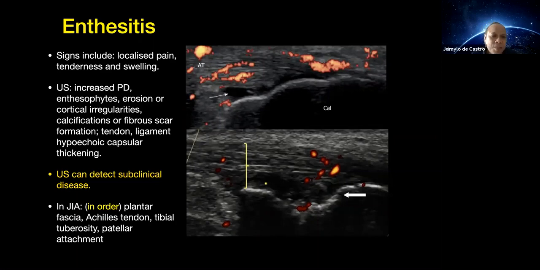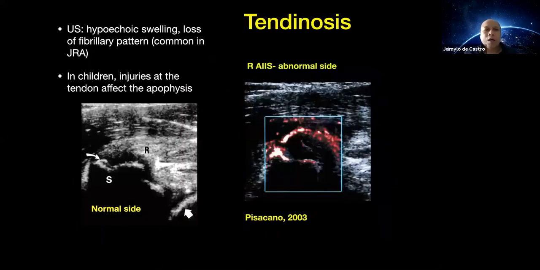which we eventually found out to be an early part of Sever's disease. So in JIA, or juvenile inflammatory arthritis, you can also check for this enthesitis in order of onset, from the plantar fascia. Then it may affect the Achilles tendon, the tibial tuberosity, and the patellar attachment. So all of these areas could be assessed in order to see what changes are happening in those areas. Now, about tendinosis, ultrasound will show a hypoechoic swelling and loss of fibrillary pattern, which is common in juvenile rheumatoid arthritis. In children, there are also injuries at the tendon affecting also the apophysis.